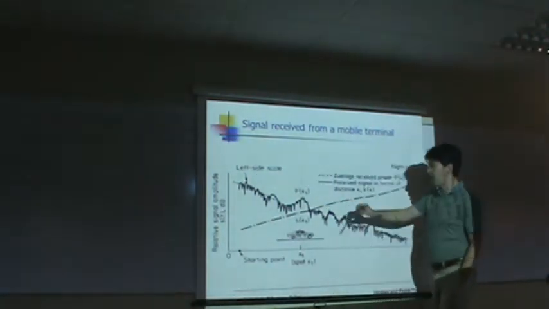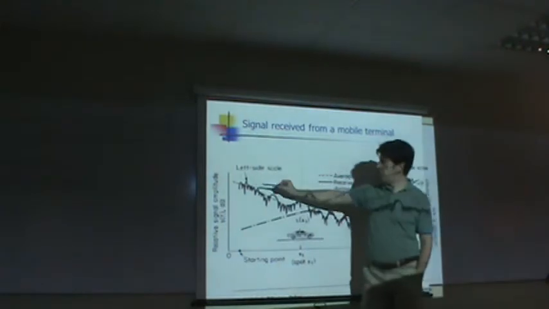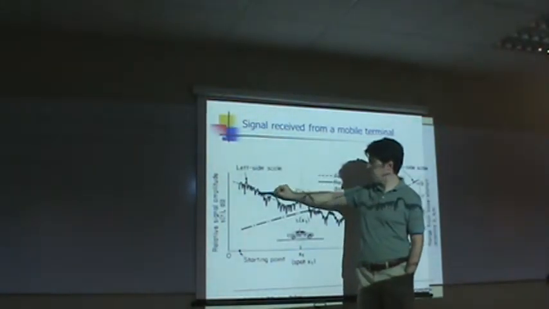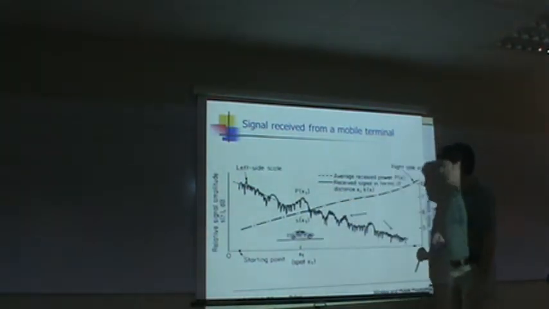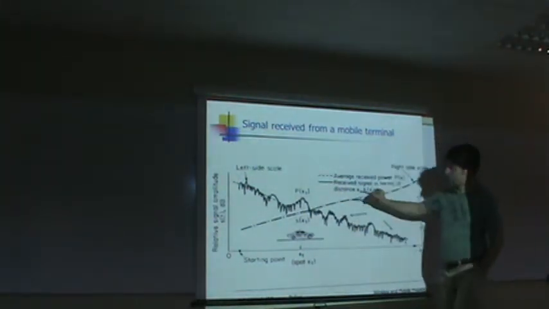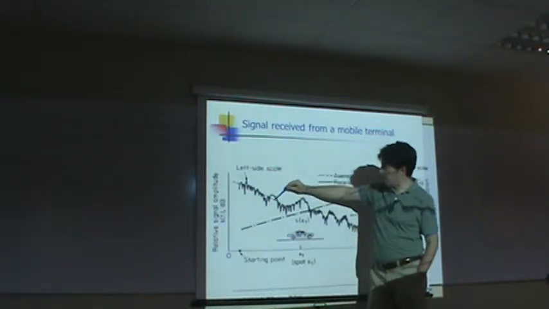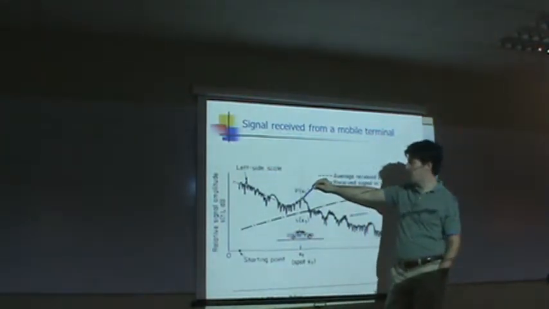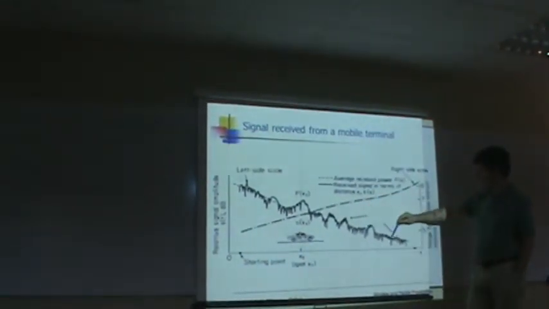This is quite a short trace. It's not an incredibly long trace. But you can see that the continuous line is the signal that you actually receive, and the dashed line is a kind of moving average. So it is a smoothed average of the signal that you receive.